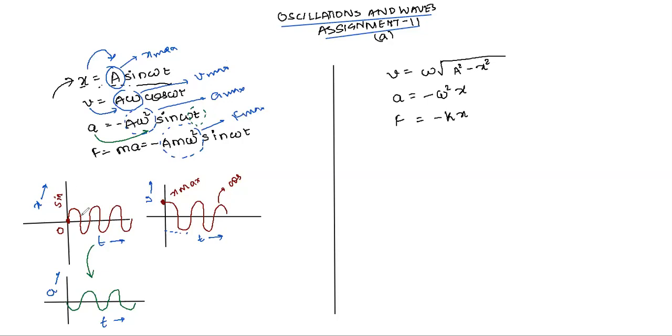Right? So from here in the graph, I can mark, where will I mark x max or v max? See here, this will be a, this will be minus a. Similarly, this v is oscillating between a omega and minus a omega. Similarly, here acceleration is oscillating between minus a omega square and a omega square, right? So this is how acceleration varies with time.